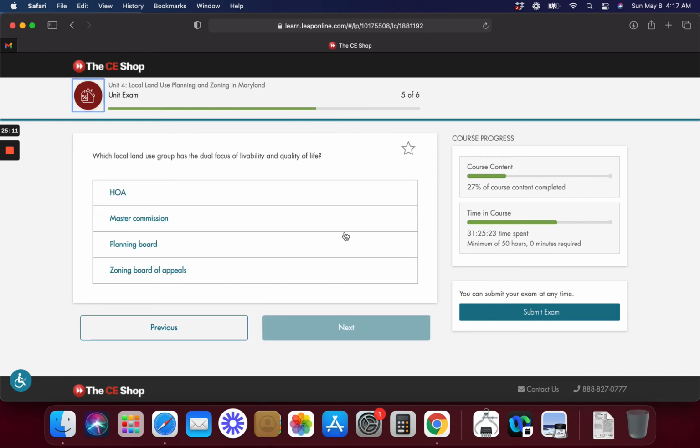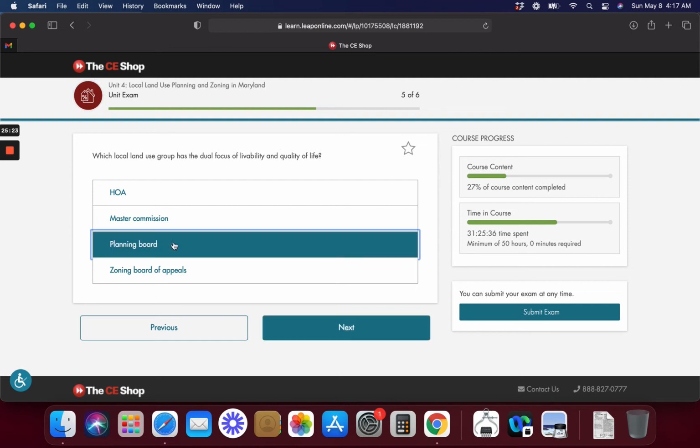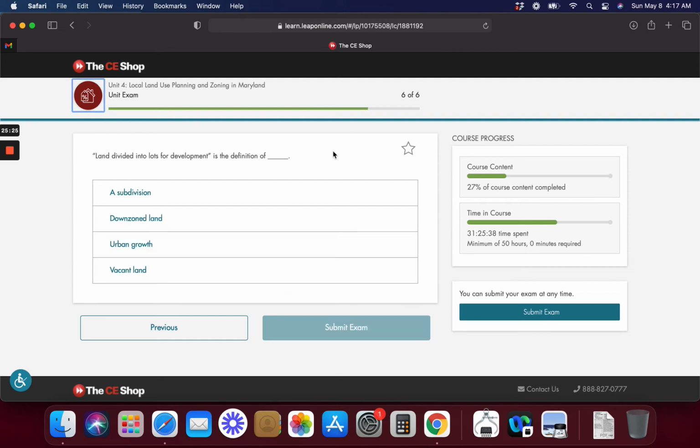Which local land use group has the dual focus of livability and quality of life? Well, I know if I'm having a low quality of life, then I need to go to the planning board because they're the ones that are the problem, right? Land divided into lots for development.